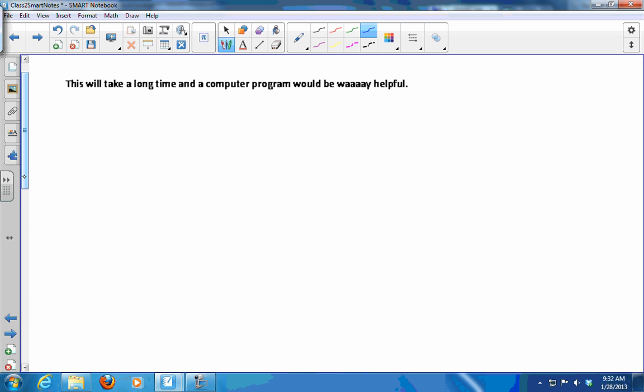It could take a long time to reach equilibrium. Sometimes you don't reach equilibrium. Sometimes you go to infinity. So a computer program would be super, super helpful to do that calculation for us over and over and over.